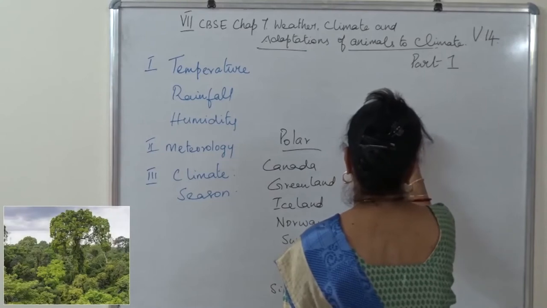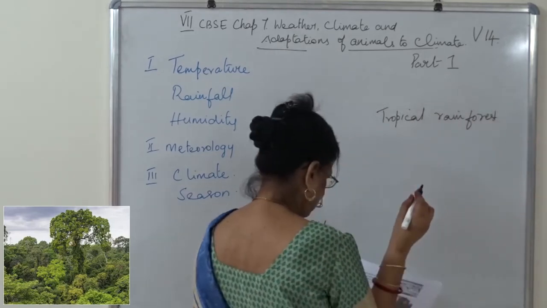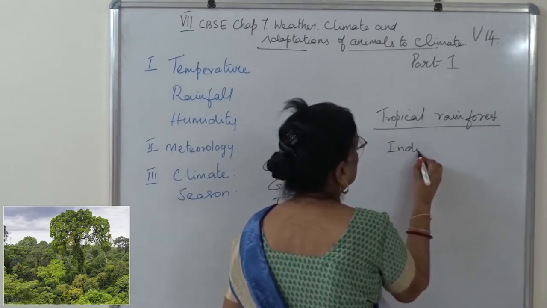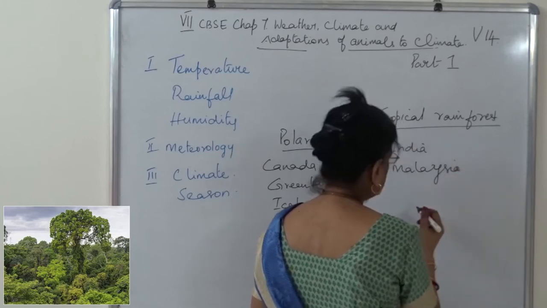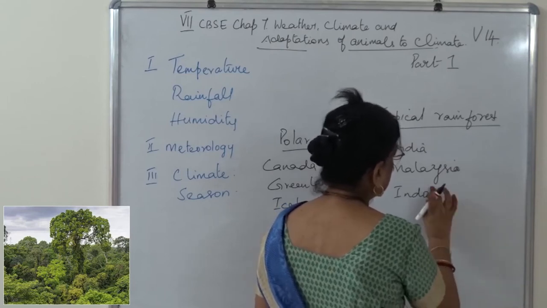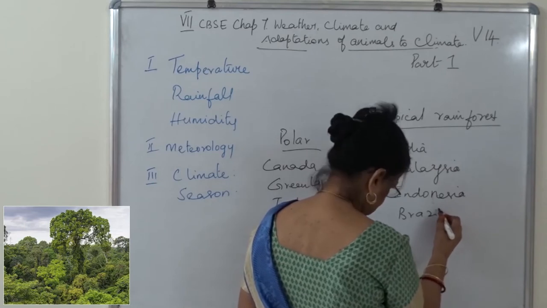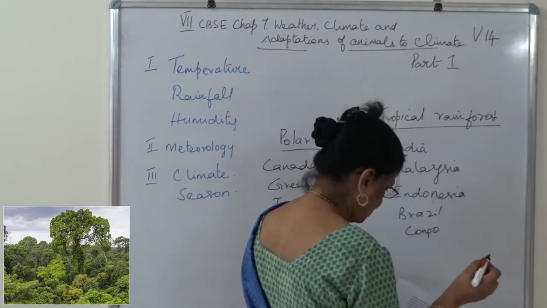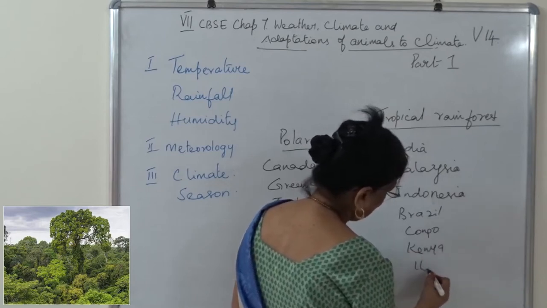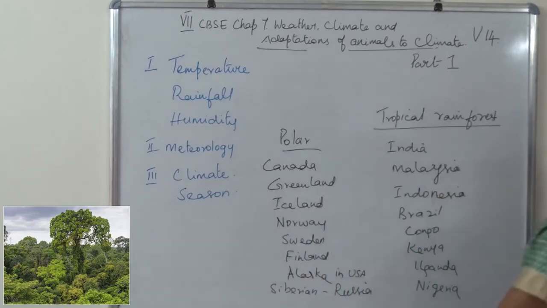Okay. Whereas tropical rainforest, central tropical rainforest, as first India, Malaysia, then Indonesia, then Brazil, and Congo, even Republic of Congo, Kenya, Uganda, and Nigeria. These are all meant for tropical rainforest region.